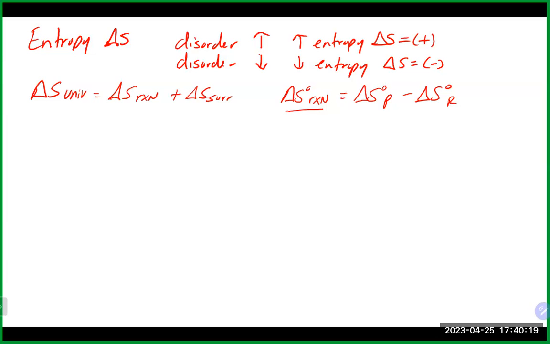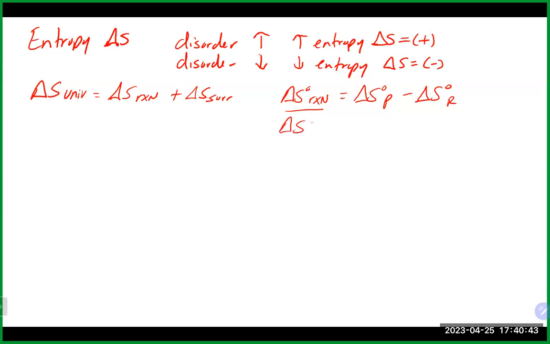Remember, you could also make a good prediction based on gas molecules. If you make more gas molecules than you started with, you'll have a lot more disorder happening, and the change in entropy should be positive. And vice versa, if you make fewer gas molecules than you started with, you would create a more ordered state, and you would have more of a negative value for your delta S of the reaction.